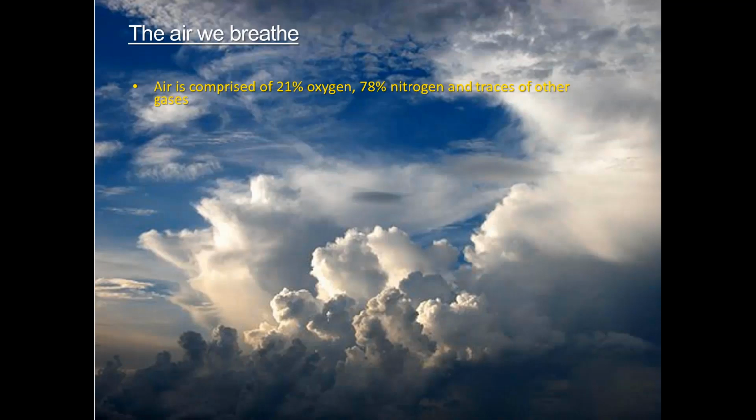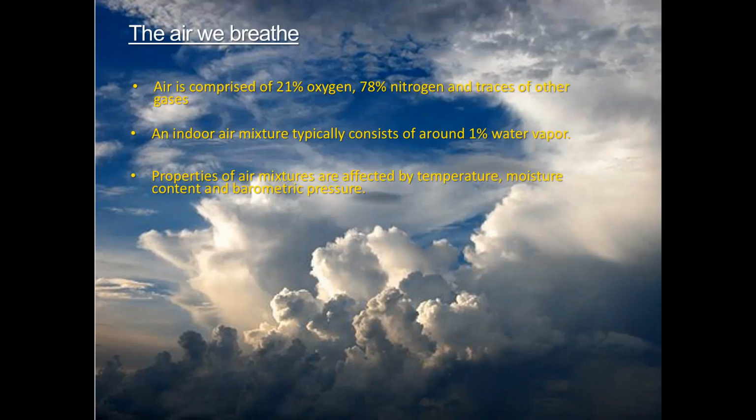Air is one of the elements that sustain life on our planet. The air that we breathe consists of about 21% oxygen, 78% nitrogen, and trace amounts of other gases. An indoor air mixture also contains about 1% moisture when ratioed by its mass. It's important to note that the properties of an air mass are dependent upon its temperature, moisture content, and barometric pressure.